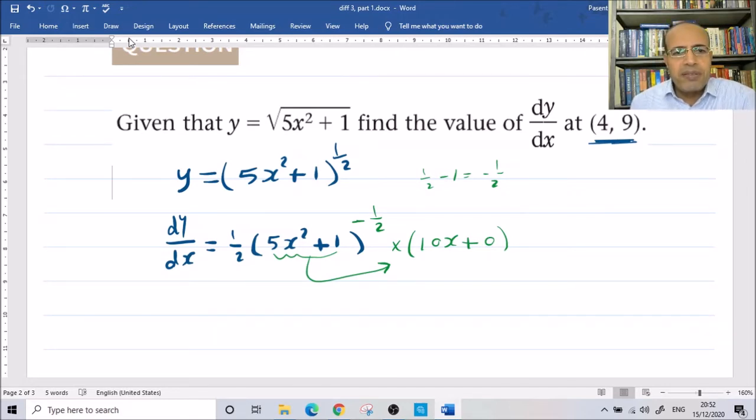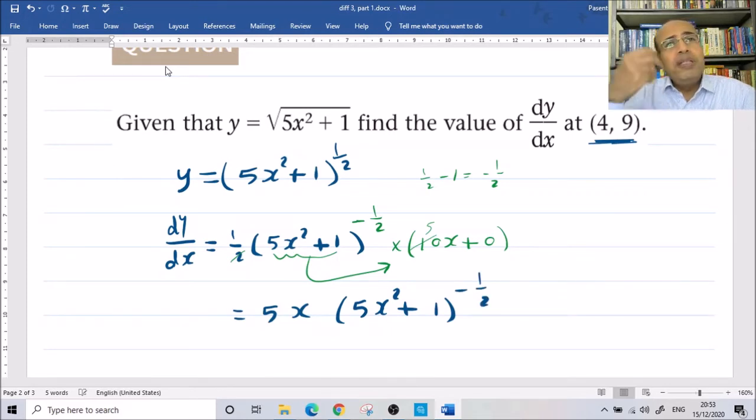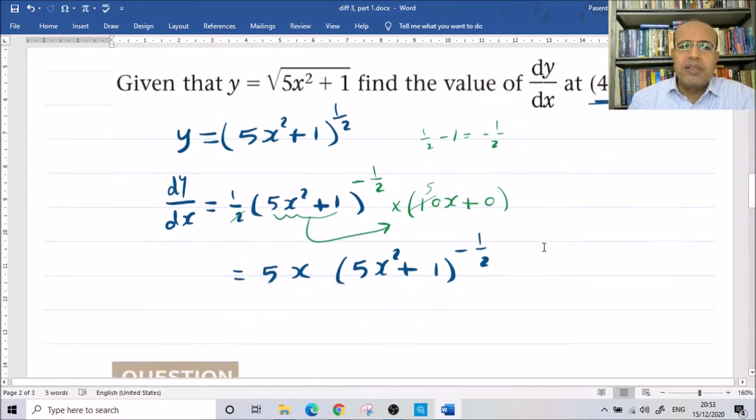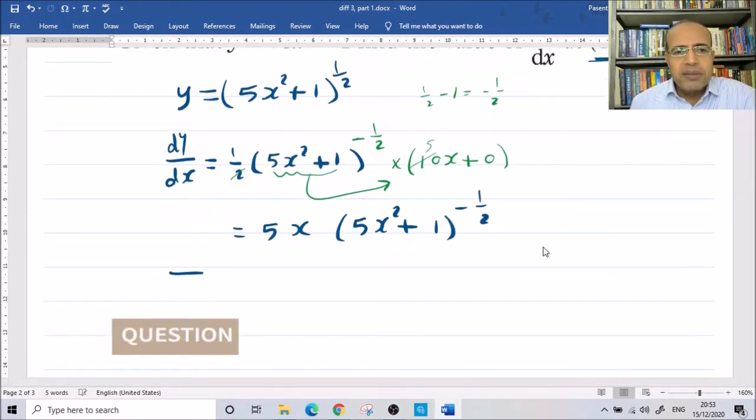10x multiplied by half, cancel 2 with 10 equals 5. So the answer in simplest form is 5x multiplied by (5x squared plus 1) power negative half. We need the value at this point, dy by dx at (4, 9). We replace x by 4.